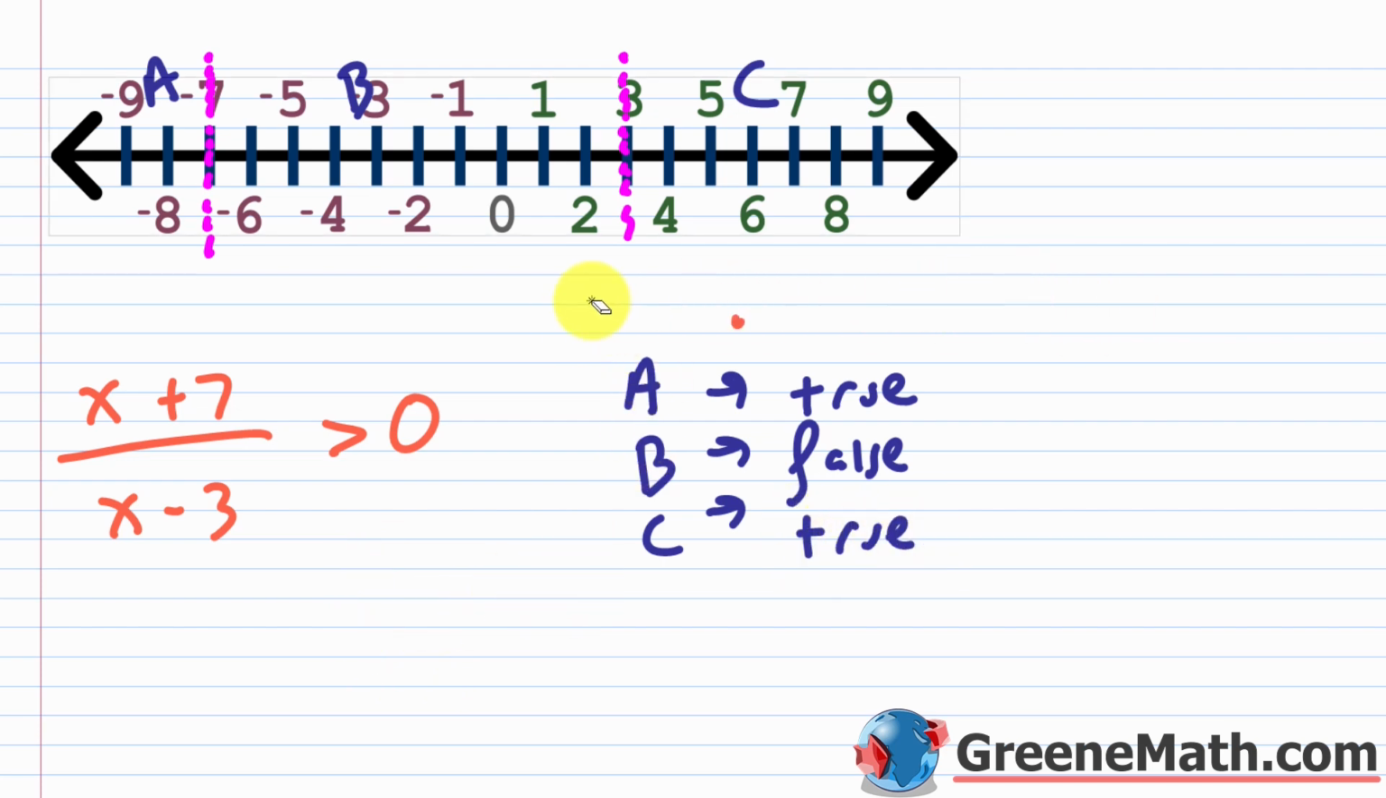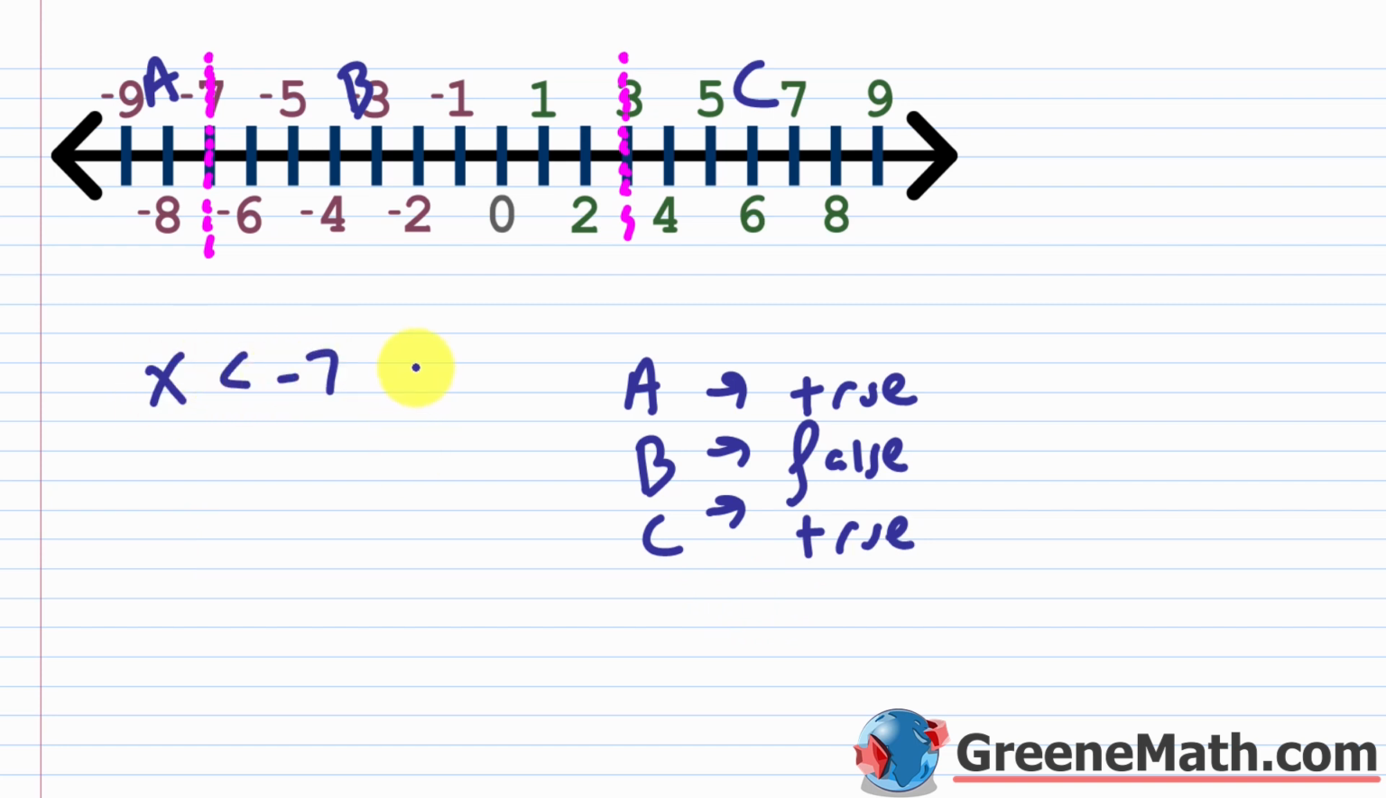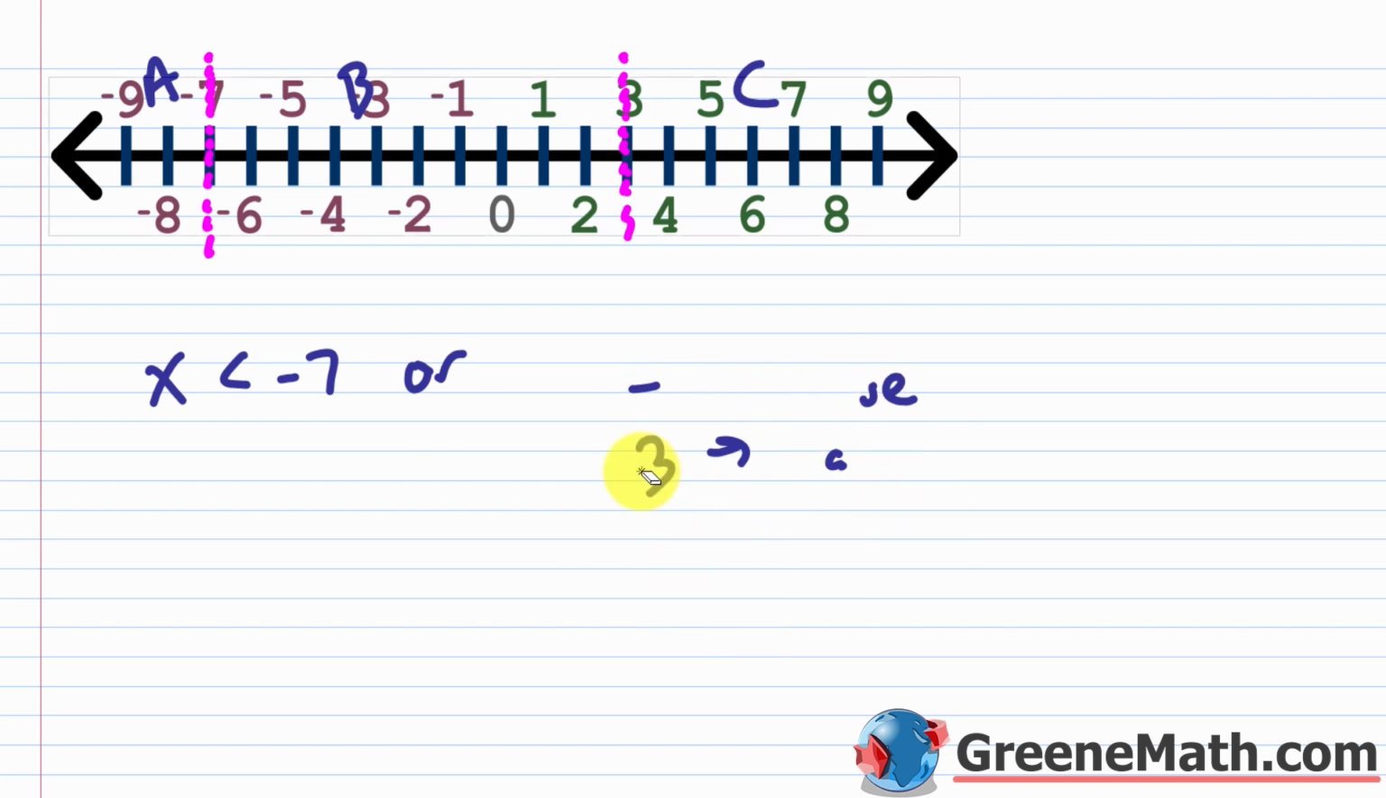All right, so let me get rid of this, and we can get rid of this. We don't need this anymore. We know the critical values are excluded. I'm just going to say that x here is less than negative 7. Then we would say or, we'd say x is greater than 3. So let me put that here. We'll say x is greater than 3.